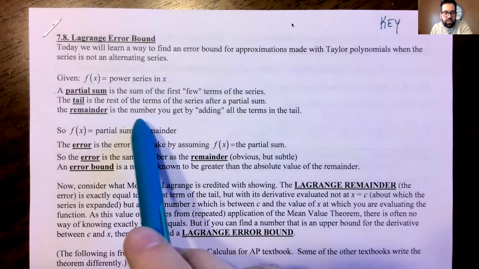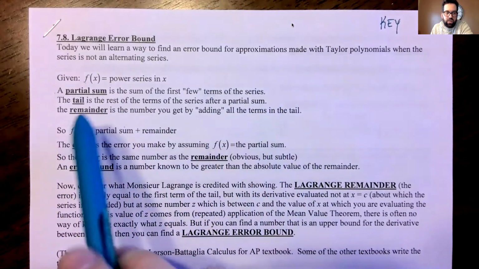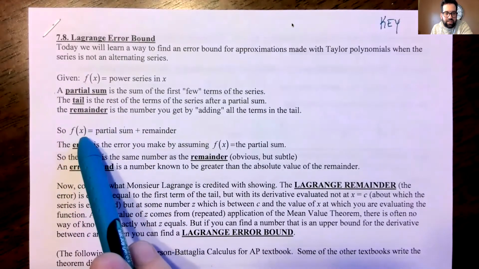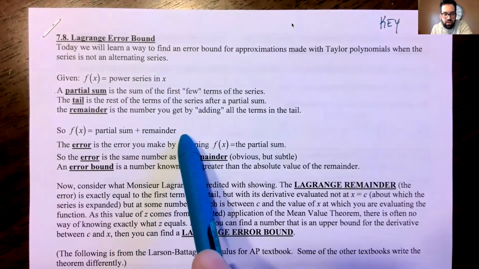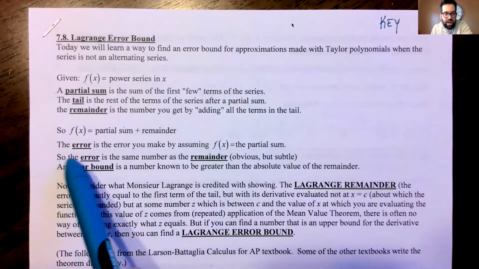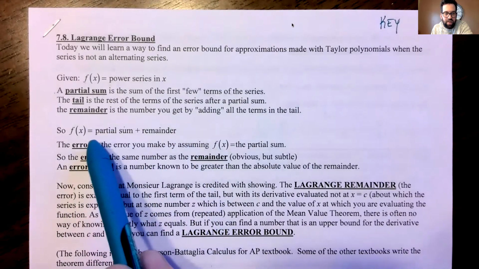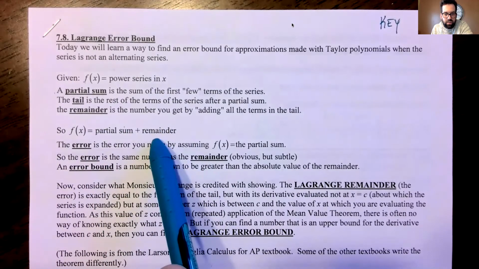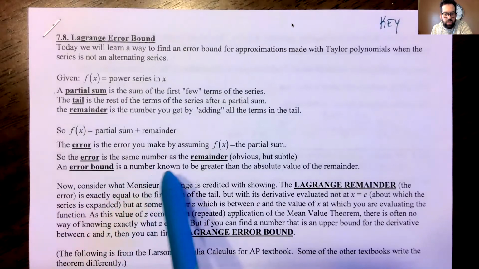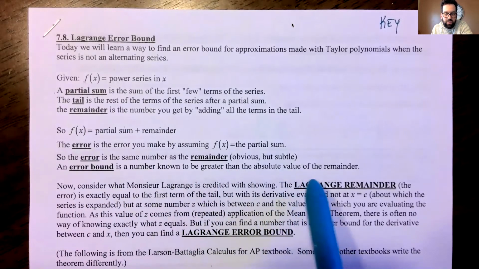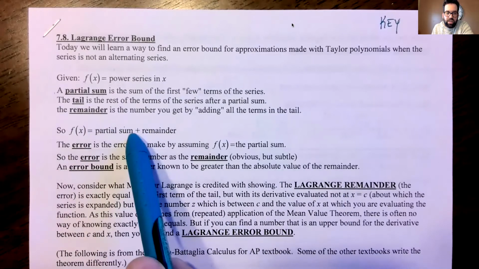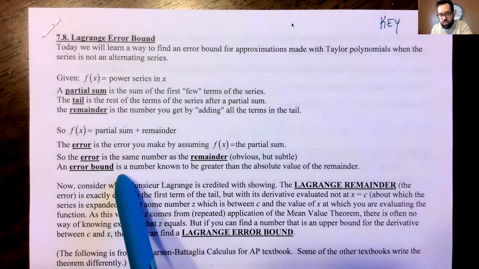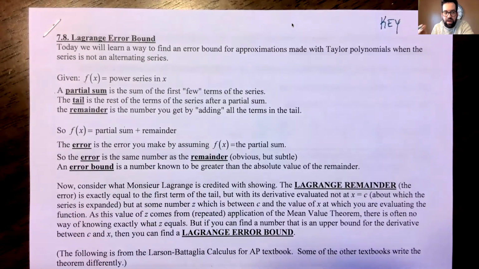And the remainder is the number that you get by adding all of the terms in the tail, right? The remainder is everything that was left off in our approximation. So f of x is the partial sum plus the remainder, right? The remainder is all the terms from the tail. The error is the error that you make by assuming f of x equals the partial sum. So the error is the same number as the remainder. An error bound is a number known to be greater than the absolute value of the remainder. So if we make an approximation, we might not know the actual value of the remainder, but we might be able to bound the error to say, well, we're good within this amount.